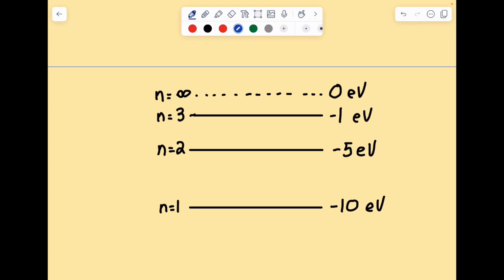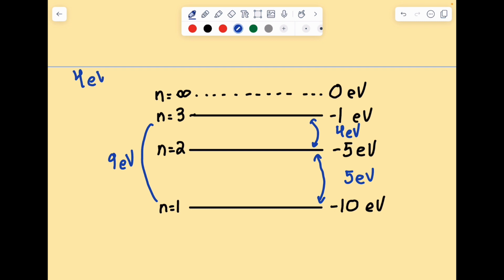Emission and absorption spectra arise from the fact that an atom can only absorb or emit photons of discrete energy levels. So for this hypothetical atom here, with 3 possible states, the possible transitions are: it can go between state 1 and state 2, which has an energy difference of 5 electron volts. It can go between state 2 and state 3, a difference of 4. It can go between 1 and 3, which has a difference of 9 electron volts. That means that this atom can absorb or emit a photon with 4 electron volts, 5, or 9.